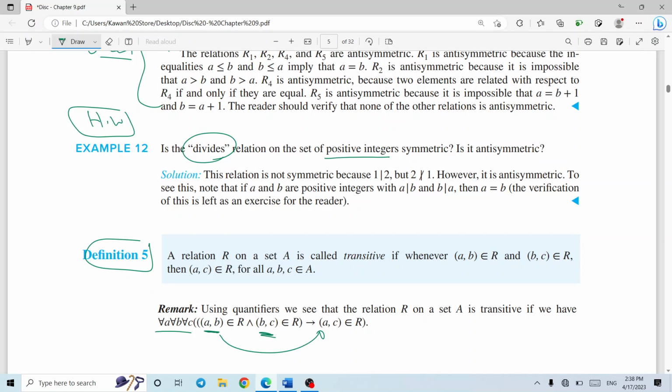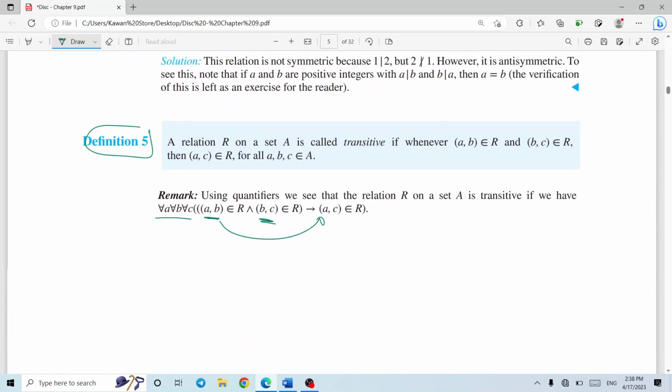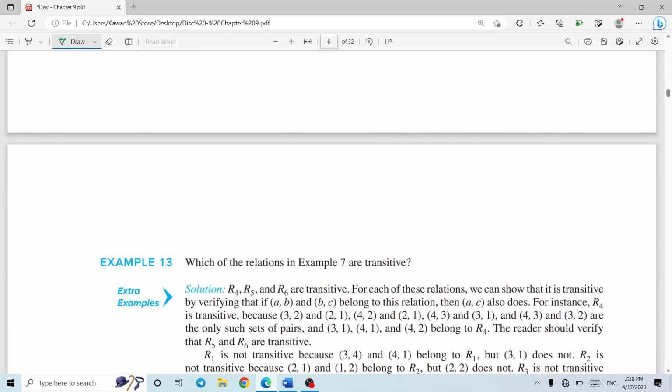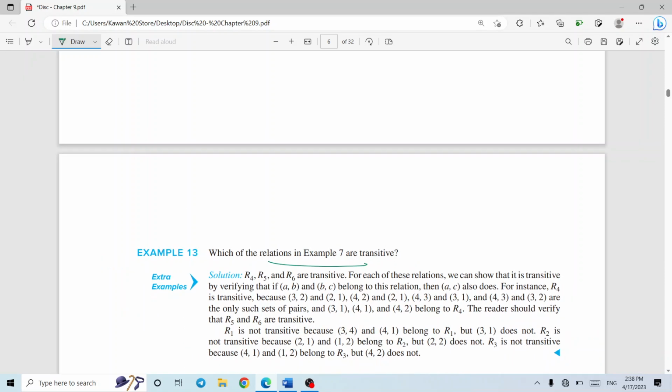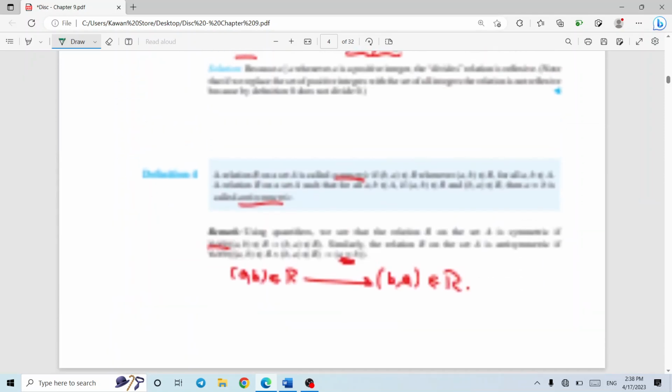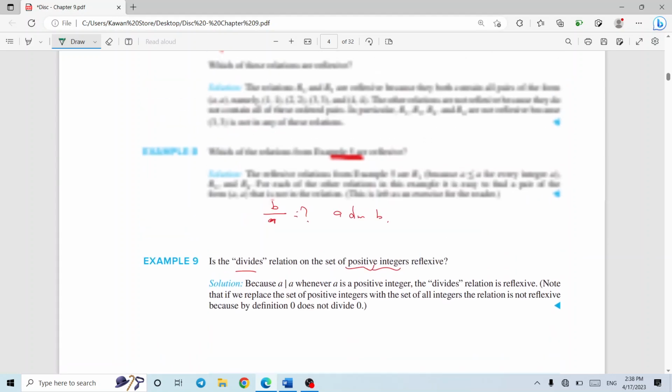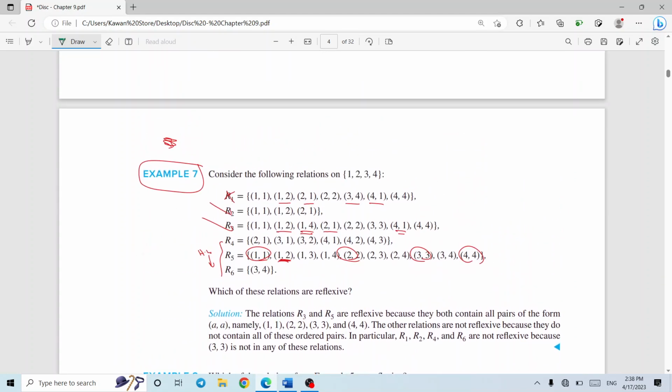Understood, dears? Good. Now let us start with the finite example, example number 7. Then we are going to the infinite example, example number 5. So example number 7. Yalla. For transitive, tell me.